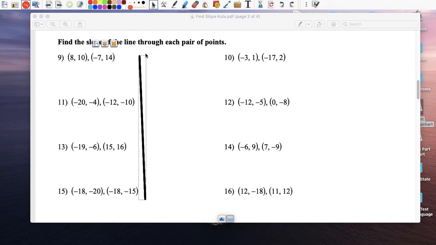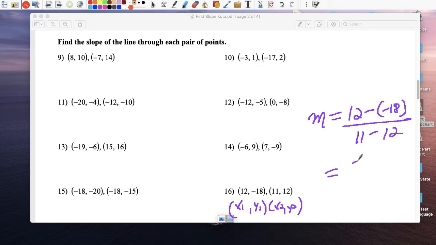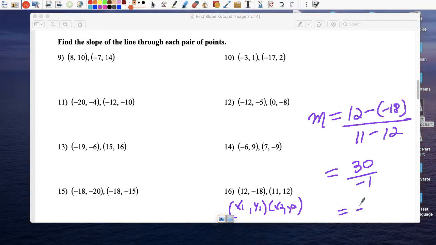Here we go. So let's do 16, last one. x1, y1, x2, y2. So m equals y2, which is 12, minus y1, which is negative 18, over x2, which is 11, minus x1, which is 12. And we get 12 plus 18, which is 30, over 11 minus 12, which is negative 1. And my slope is just negative 30. You can leave it as negative 30 over 1. I don't care. It's fine. But we usually leave it like that. So the slope of it is negative 30.